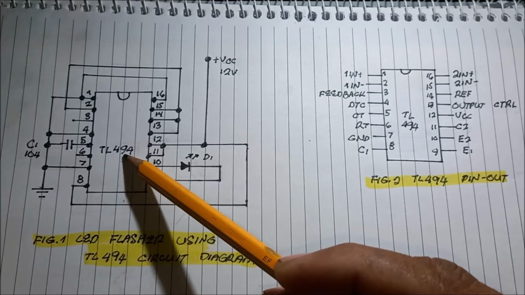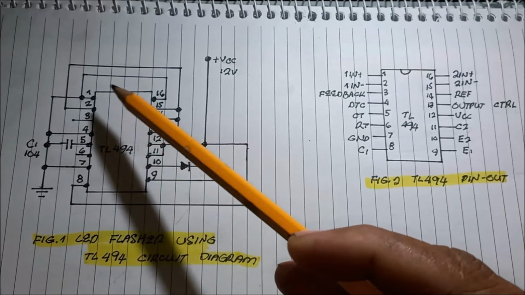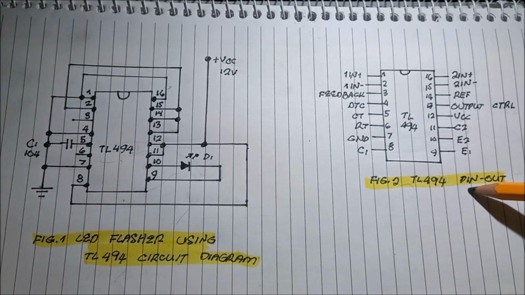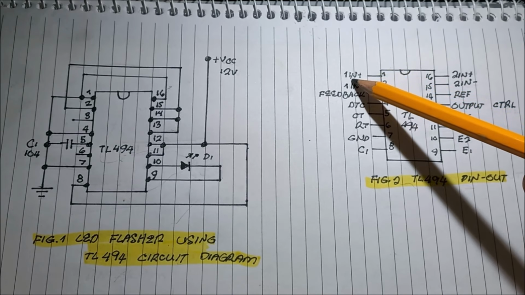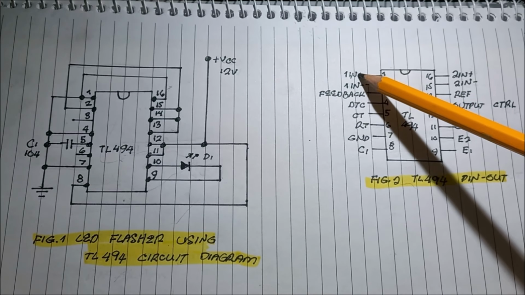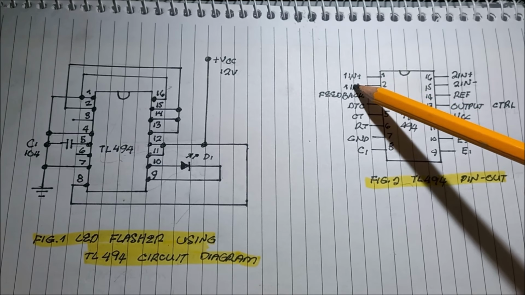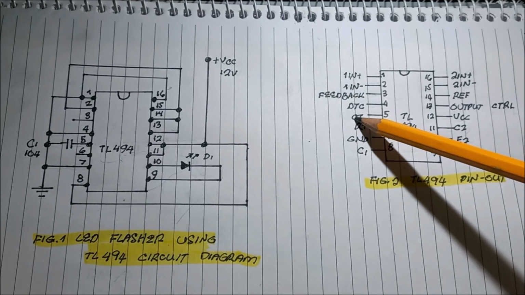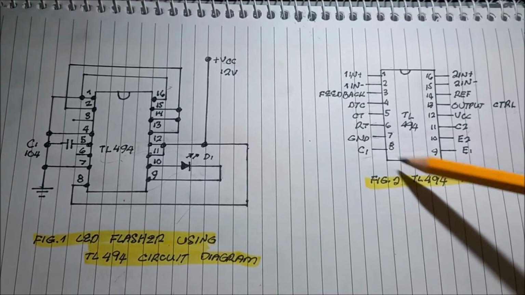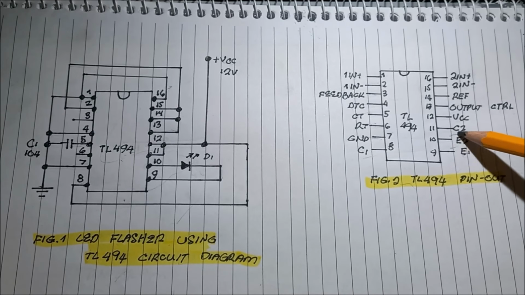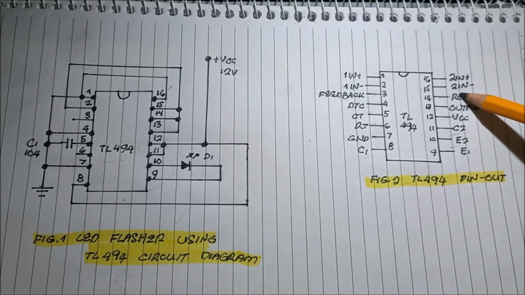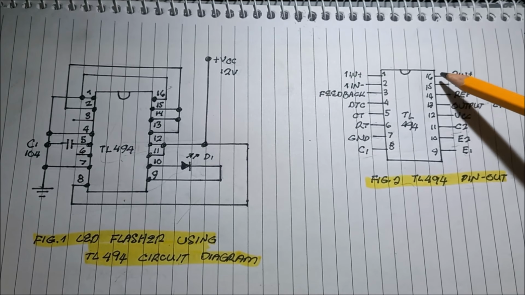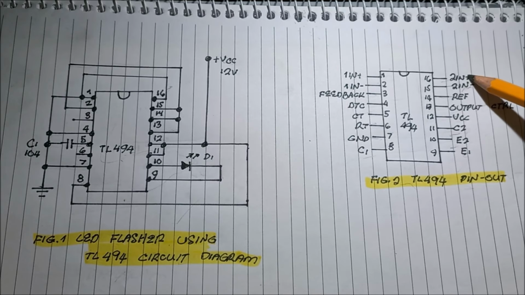This is the TL494 IC. It has 16 pins. So in figure 2, we have the pinout: 1, input plus, non-inverting input, inverting input, feedback, dead time control, capacitor, resistor, ground, C1, E1, E2, C2, VCC, output control, reference voltage, 2 input inverting, the second input non-inverting.